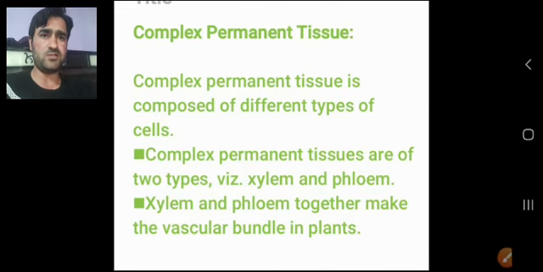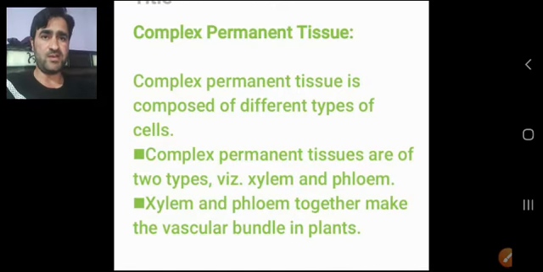Continuing with the plant tissue, today we are going to have a brief discussion on complex permanent tissues. As you know, in plants, there are two types of permanent tissues, that is simple permanent tissue and complex permanent tissue. Simple permanent tissue, as you know, is composed of only one type of cells. However, the complex permanent tissue in plants is composed of different types of cells. The complex permanent tissues are of two types, that is xylem and phloem. In fact, xylem and phloem together make the vascular bundle in plants.